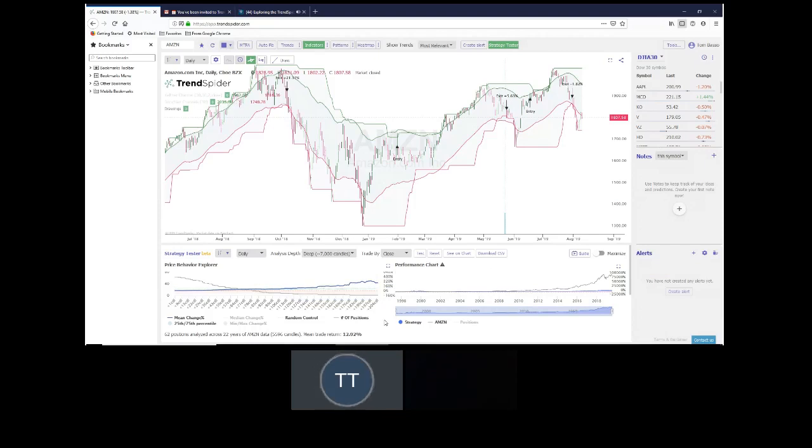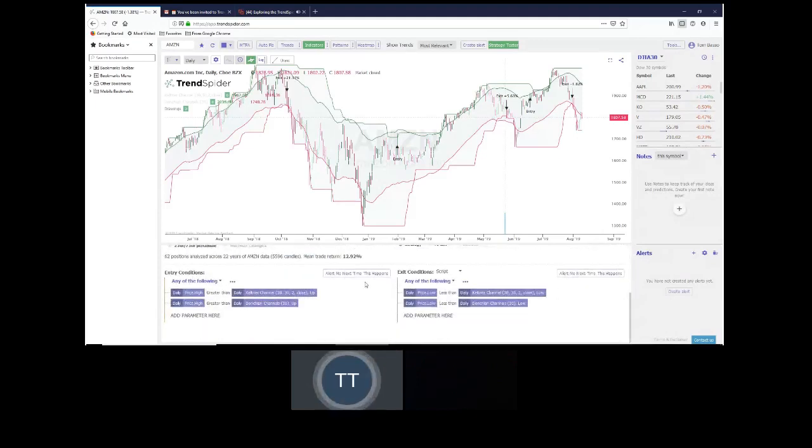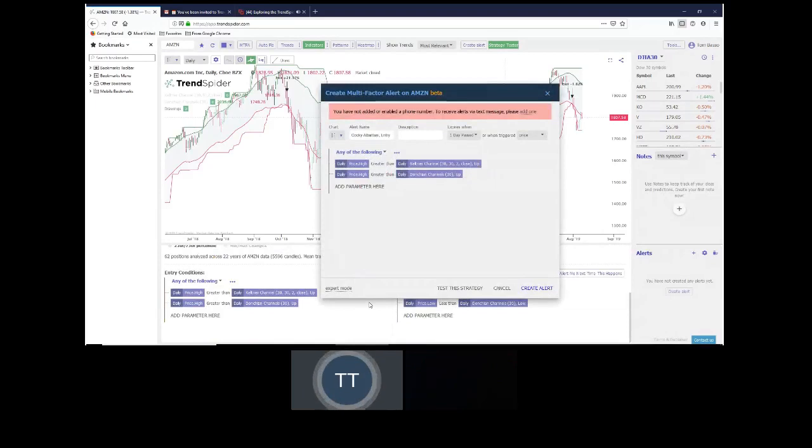One thing that I was going to mention: let's say that you did this backtest and you really liked it, if you scroll down, there is a way that you can just create an alert. So it says, alert me next time this happens. That's just an easy way to, let's say you do find a strategy that you really like and you want to know next time it happens. That's how you can do that.